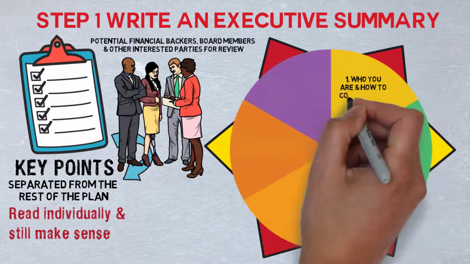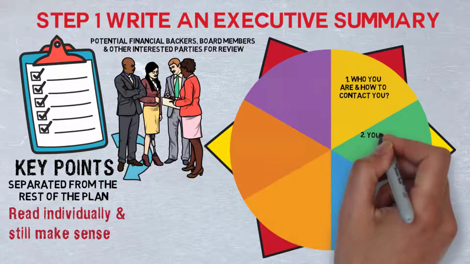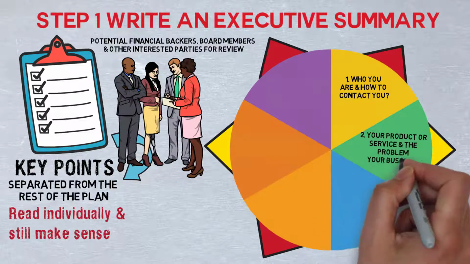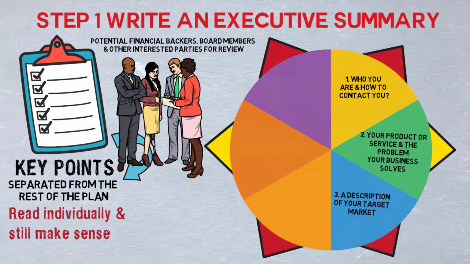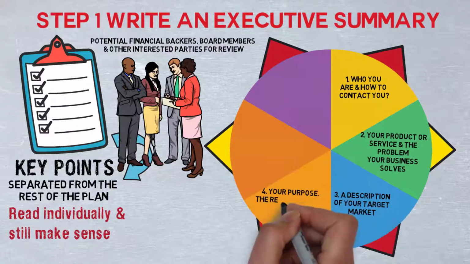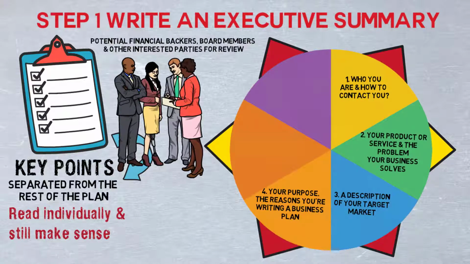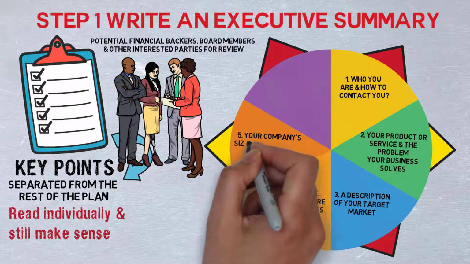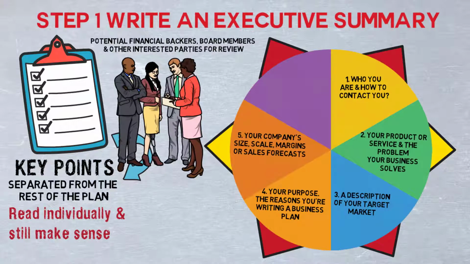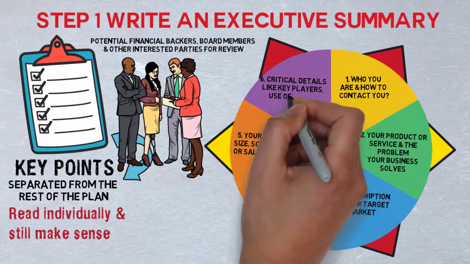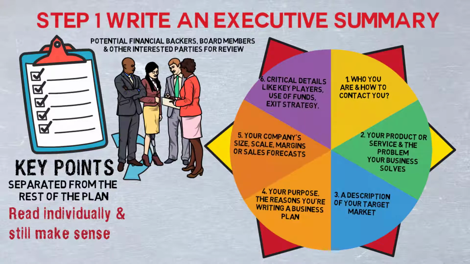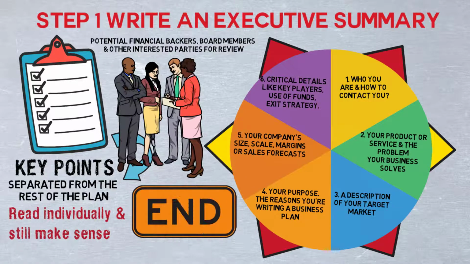10 things to cover in your executive summary. 1. Who you are and how to contact you. 2. Your product or service and the problem your business solves. 3. A description of your target market. 4. Your purpose, the reasons you're writing a business plan. 5. Your company's size, scale, margins, or sales forecasts. And 6. Critical details like key players, use of funds, and exit strategy. As a beginner, you must need to rewrite your executive summary at the end of the business plan.